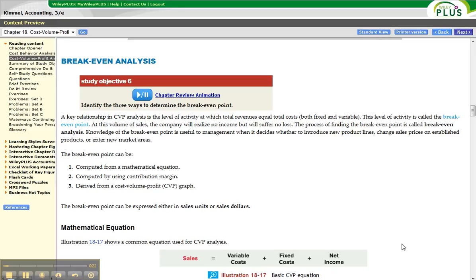So we'll want to be calculating that break-even point both in number of units sold, so how many of something do you have to sell to break even, and in sales dollars. So what does our sales dollars have to be in order to break even? And we're going to use what we just talked about, contribution margin, and this mathematical equation that we're going to get at in a second to calculate this break-even point.